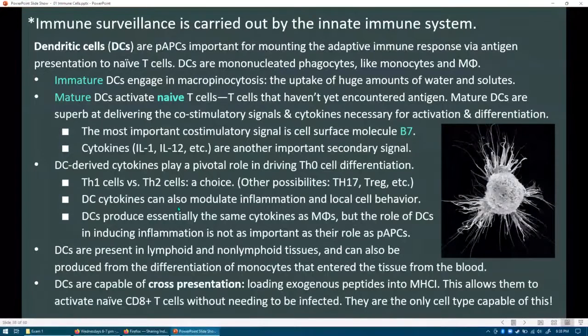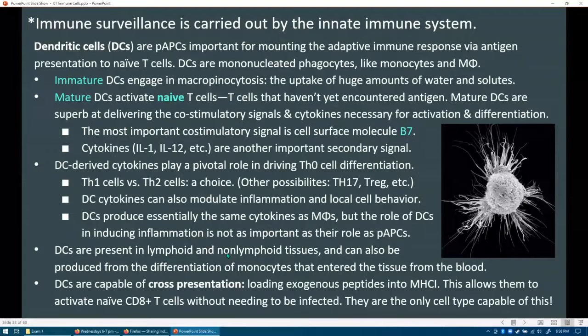Dendritic cell cytokines also modulate inflammation and local cell behavior, but for the most part, the significance of their cytokines is that they tell T helper cells what kind of effector T helper cell to turn into. Basically, they make a lot of the same cytokines as macrophages. The difference is they're making those cytokines for the benefit of the naive T helper cells and also the naive cytotoxic T cells. So we'll talk about those T cells in a second.